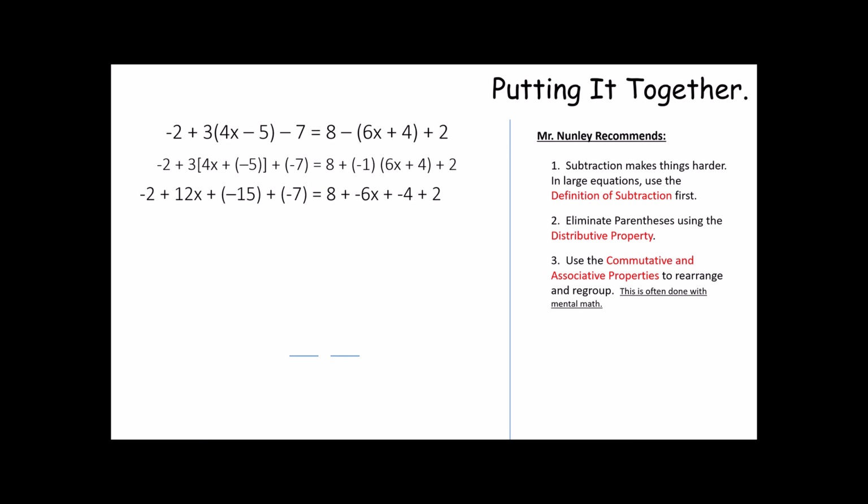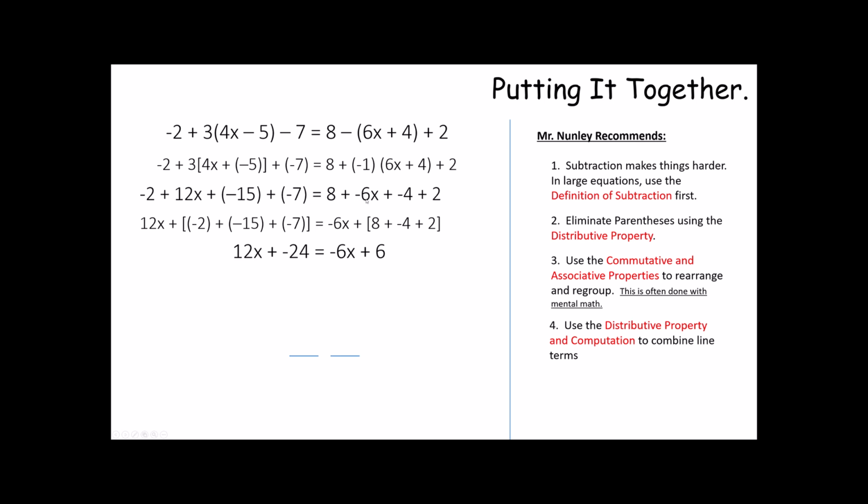Use your commutative and associative properties to rearrange and regroup. This is often done with mental math. Most students are not going to take the time to rearrange with the commutative property and say 12x plus -2, and then put parentheses around the numbers. You can if that feels comfortable to you, but just know that most people are not going to do that. Instead, they're going to look at this and realize on the left side of this equal sign, I have 12x's, and then they're going to combine that -2, -15, and -7 to make a -24.